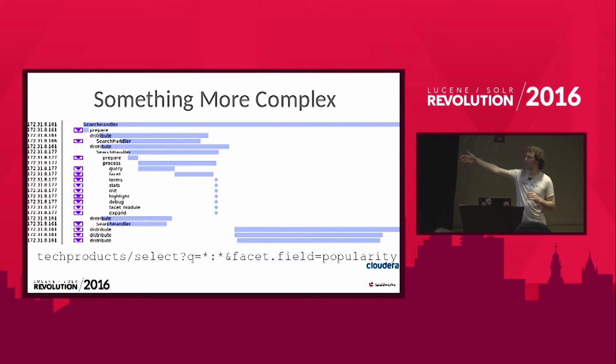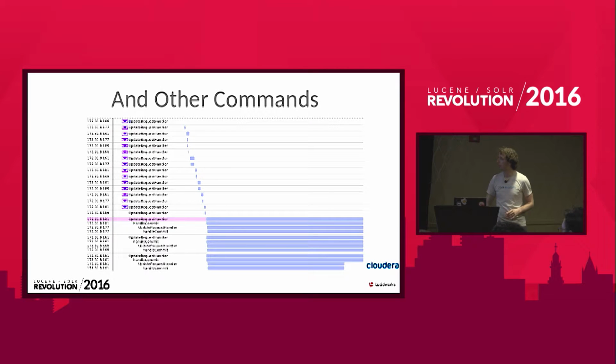So we can see that there's the query line and the facet line. Just a little bit more complex, but otherwise it's all the same thing. I mentioned that we could trace other commands. So here we have a bunch of updates. And then at the end, I've expanded these bottom three, and we can see that it's an update that has a handle commit that goes to an update handler on a different node that then actually does the commit there.